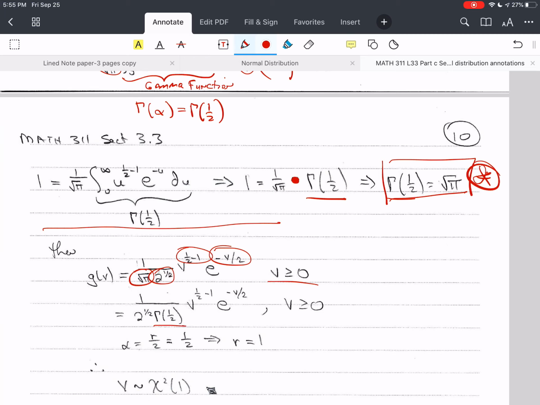Now I can replace the square root of pi with the gamma of 1/2, and lo and behold, I have a chi-squared distribution, right? And r over 2, alpha, is equal to 1/2. So r is equal to 1, and that means that v is a chi-squared with 1 degree of freedom. This is an important proof. Please make sure that you understand what happens in every step and that you could do this yourself.